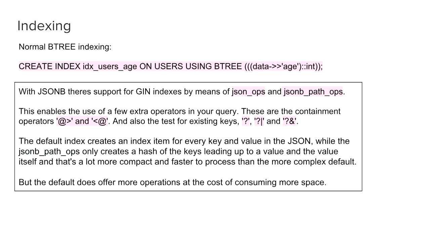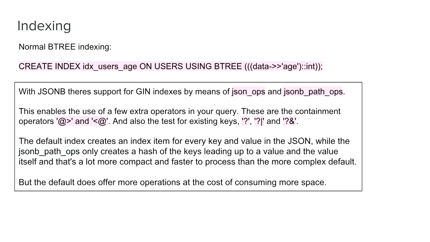Those two, I don't know a lot of detail, but this paragraph explains it better, are different in the way they handle the index and how many operators you get on them. The default index, that's the JSON ops, creates an index for every key and value in the JSON. That's one key up there, data age. Just to make it clear, JSON ops and JSONB path ops, you define it on the whole column. So that's an index on the column. And you say, index this JSONB column. And then you can go.